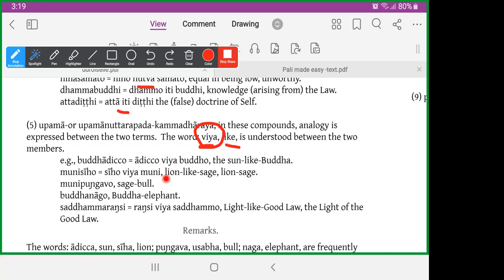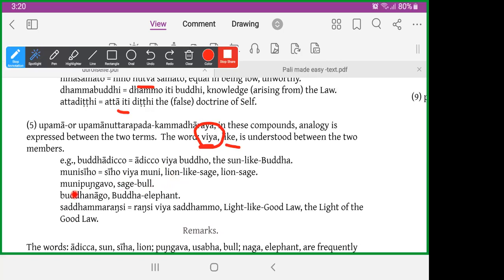So next, I think this is easy. Muni is a sage. Sometimes Muni has many meanings. Sage means a wise person. Even the Buddha is called Muni. Sage, wise person. Siho is lion. So lion like Muni. It shows that this person is very brave, like the lion, or very predominant in the forest, just like a lion.